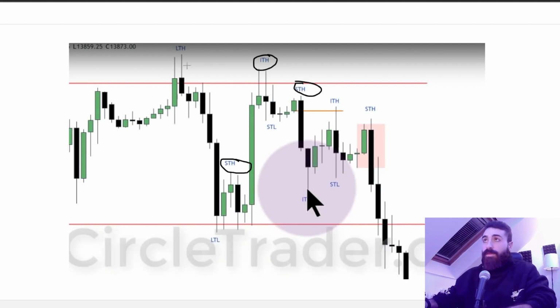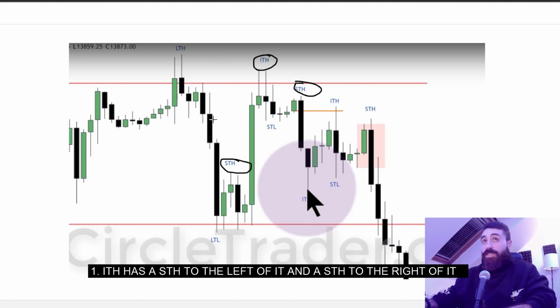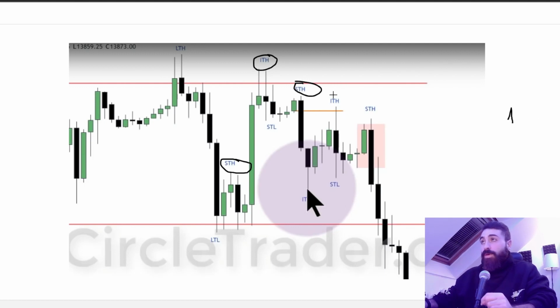The intermediate term high is always lower than the long-term high. So by definition, the intermediate term high has a short-term high to the left of it and a short-term high to the right of it. This is the first definition. But what about this intermediate term high? We have a short-term high that's above it and we have a short-term high that's below it. This is not what the rule defines.